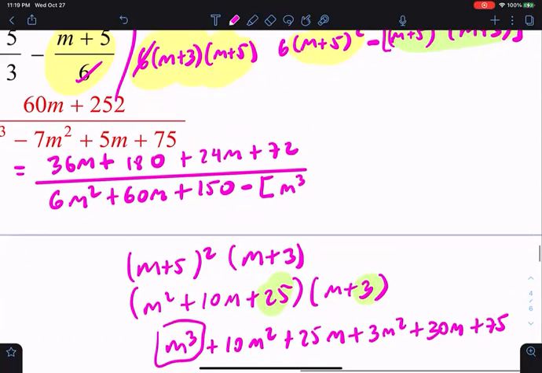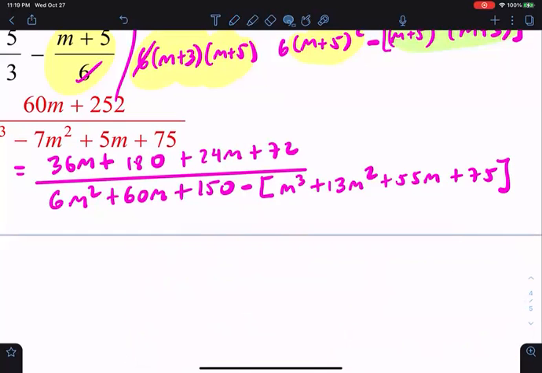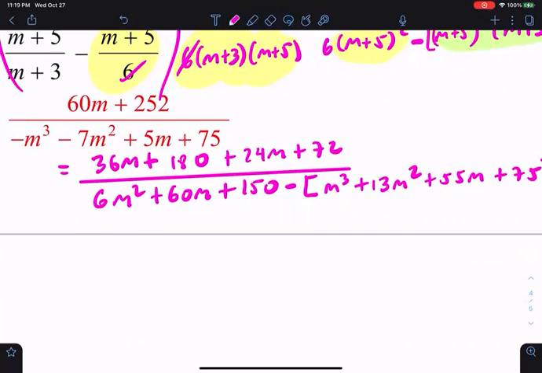The m squared, we have 2 terms. So this and that, that's 13m squared. And then we have this and that, that's going to be 55m. And 75, right? That's the only number left. Okay. And let's simplify. Now the top, you combine this and that, that's gonna be 40, and that's gonna be 60m. And then this and that, that's 252.